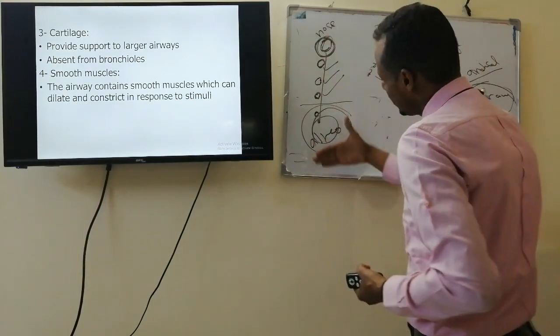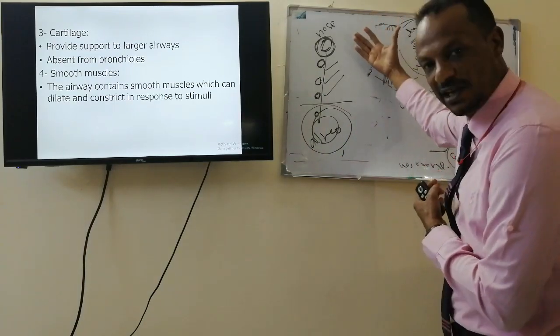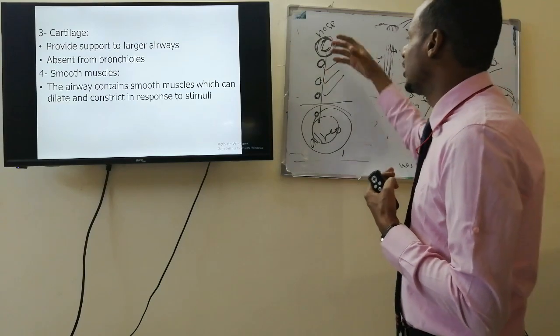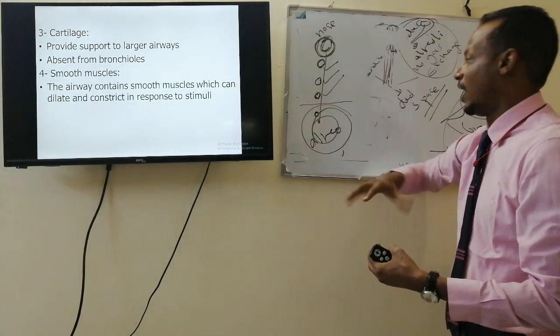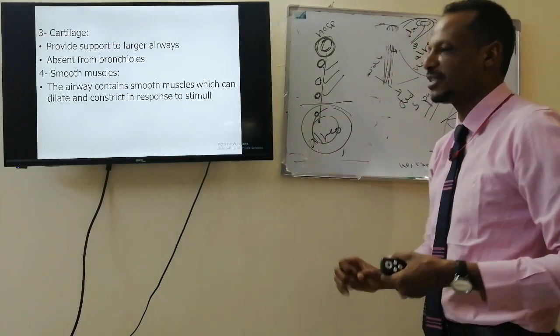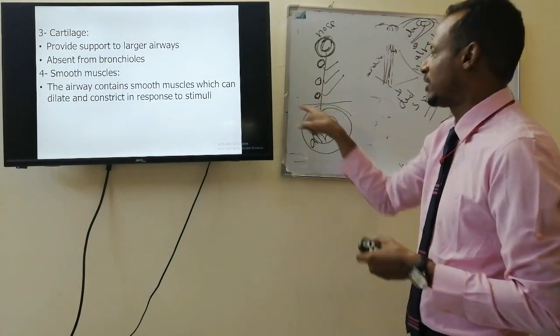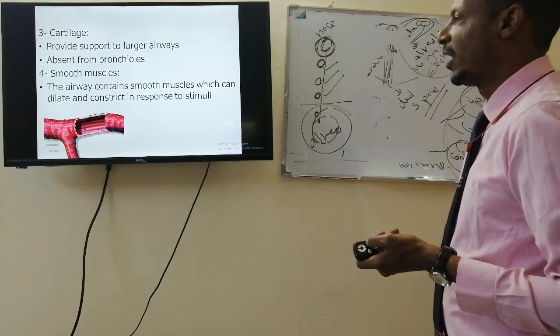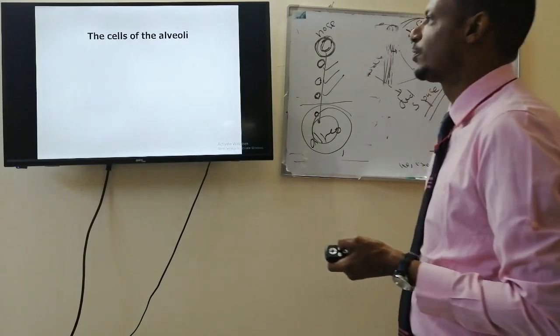إذا أنت كل ما تنزل لتحت كمية الكارتلج بتقل وكمية السموث ماسل بتزيد، وبالتالي دي بتدينا فرصة. الكارتلج مهم جدا عشان يخلي التراكية مفتوحة لدخول وخروج الهواء. أما السموث ماسل هنا بتساعدنا في البرونكيول في إننا نغير في الديامتر أو في القطر بتاع البرونكيول. دينا الشكل اللي هي دينا المين لاير اوف كارتلج اند سموث ماسل.